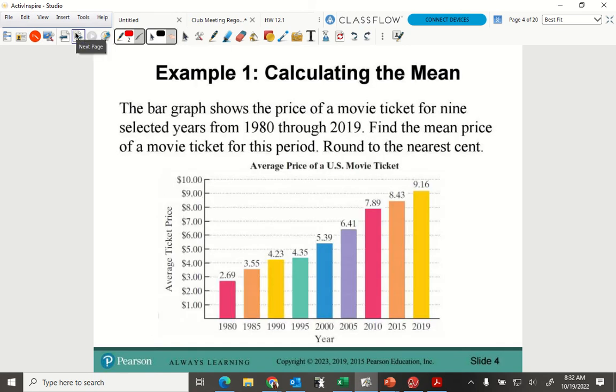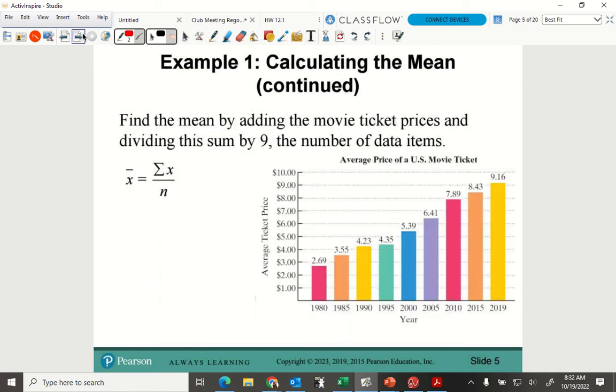Calculating the mean. The bar graph shows the price of a movie ticket for 9 selected years from 1980 through 2019. Find the mean price of a movie ticket for this period. Round to the nearest cent. So dollars and cents. Okay? So we're going to start by adding these. We're going to add them all together. We're going to do this part on top.